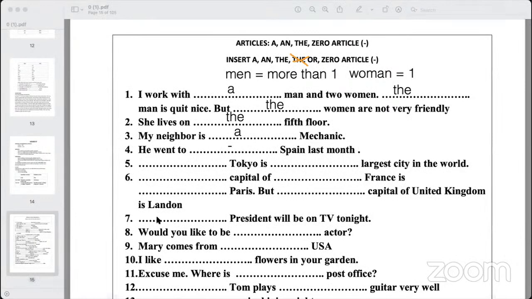The fifth question. So there's not going to be a word in front of this one. I think it's just a typing error. So Tokyo is something largest city in the world. So would it be "Tokyo is a largest city," or "Tokyo is an largest city," or would it be "Tokyo is the largest city in the world?"